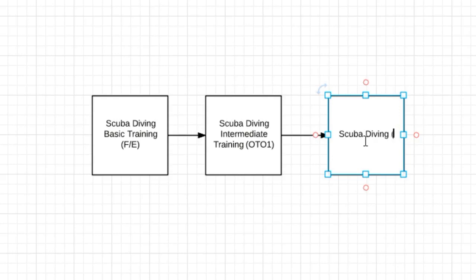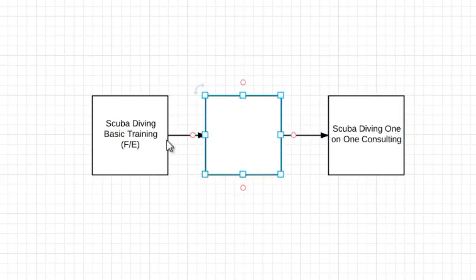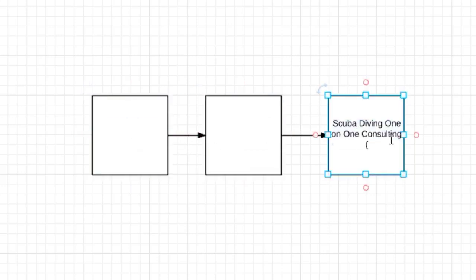So in this case, we could do scuba diving one-on-one consulting. That could be a one-on-one personal training kind of thing. And let's delete these two here. And let's say this will be OTO3. And with a service-based business, you could do that, and then you could do a downsell.